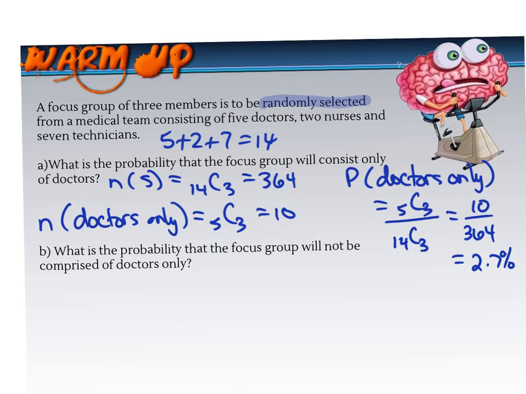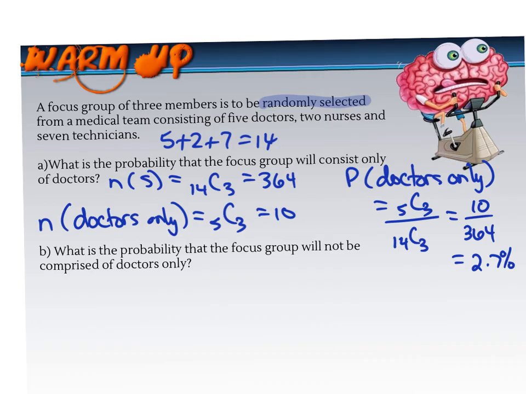So this is really important when we're doing probability. One of the biggest things is how we are selecting our sample size, what are all the ways we can select for our sample size, and what are all the ways that we can select for any restriction, like the number of doctors.